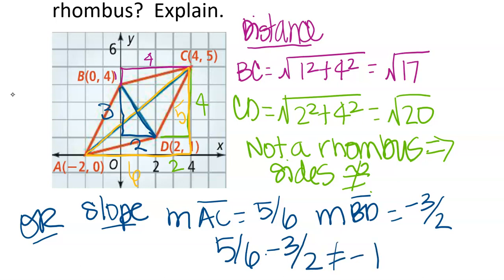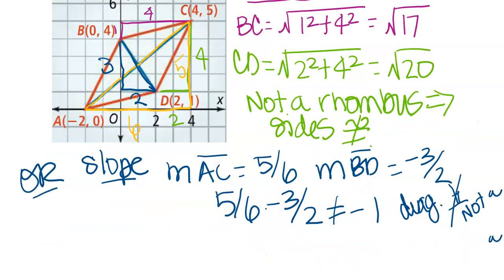Remember, you can kind of tell if they're the same. If they look like the same numbers, but one of them's flipped over with an opposite sign, negative reciprocals, then they are. So this one is not a rhombus because the diagonals are not perpendicular. So I'm going to say diagonals not perpendicular, not a rhombus.